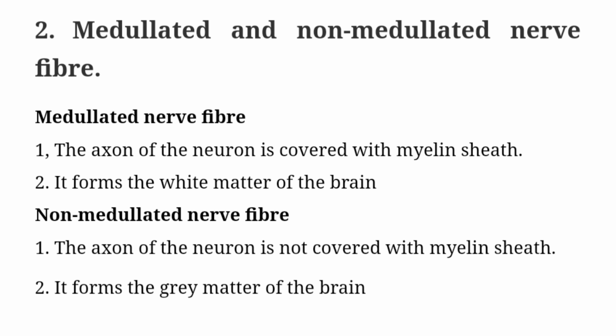Medullated nerve fiber, first point, the axon of the neuron is covered with myelin sheath. Second one, it forms the white matter of the brain. Then non-medullated nerve fiber. First point, the axon of the neuron is not covered with myelin sheath. Second point, it forms the gray matter of the brain.